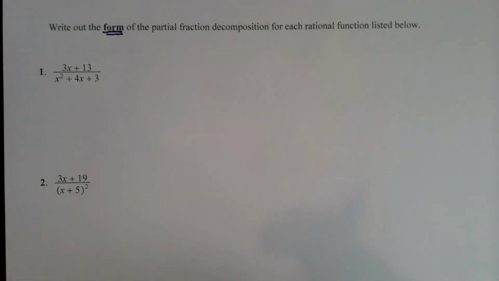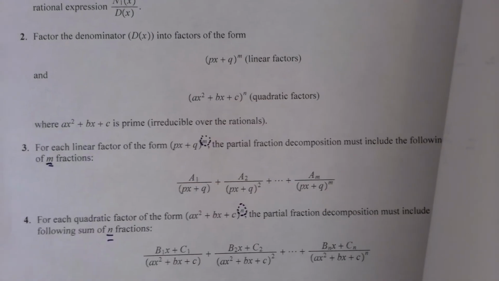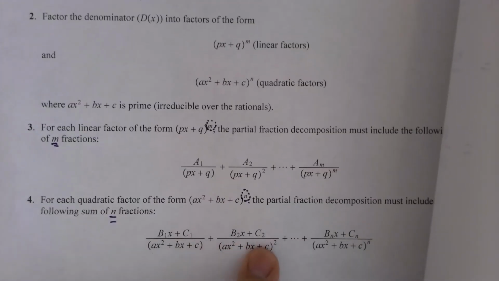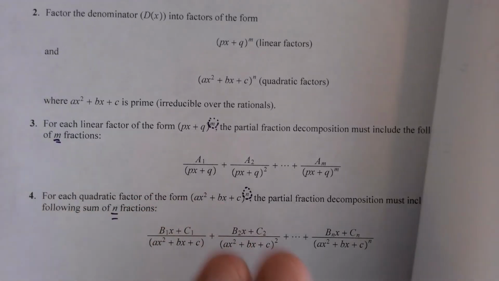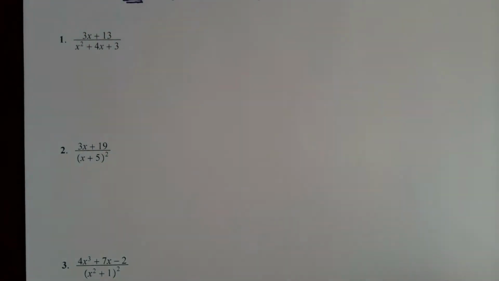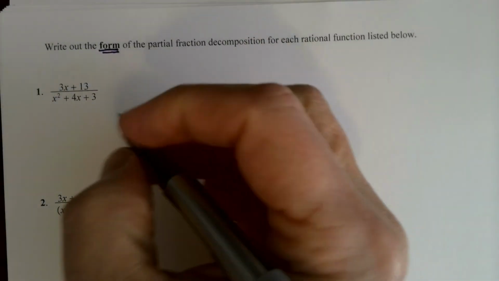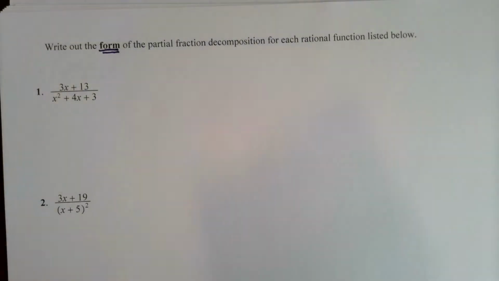Now, I used A1, A2, A3 in these examples, capital letters A1, A2, or B1, C1, B2, C2, and so on. I'm just going to use capital letters, but I'm just going to go A, B, C, D, E, and so on, just how many unknowns I need. That's the way I'm going to do it in these examples here. So the first thing is, notice the degree of the top is 1, the degree of the bottom is 2, so it's in the form we need it to be in.